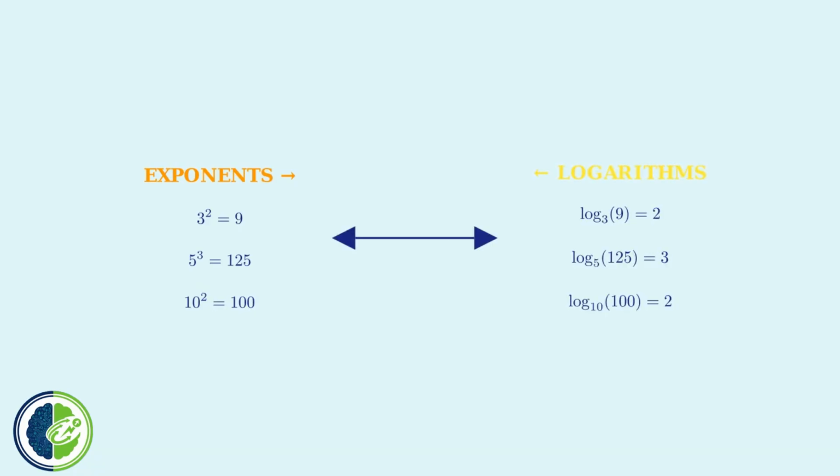Here's the beautiful inverse relationship. Exponents take us from base and power to result, while logarithms take us from base and result back to the power. They're perfect opposites, like addition and subtraction or multiplication and division.